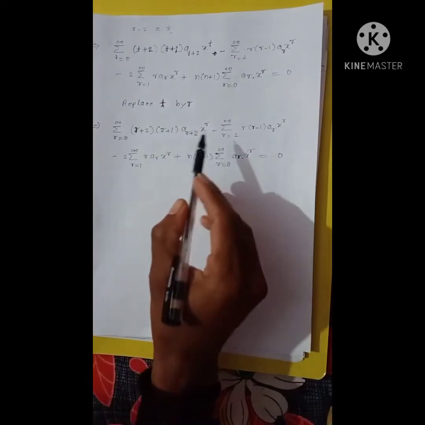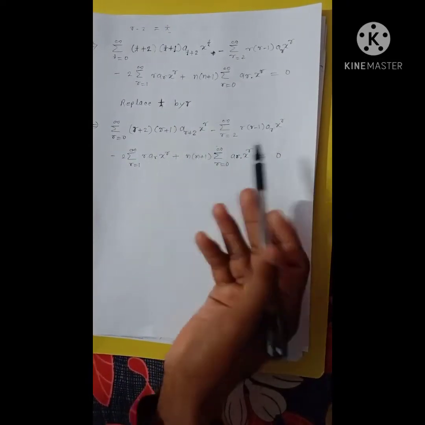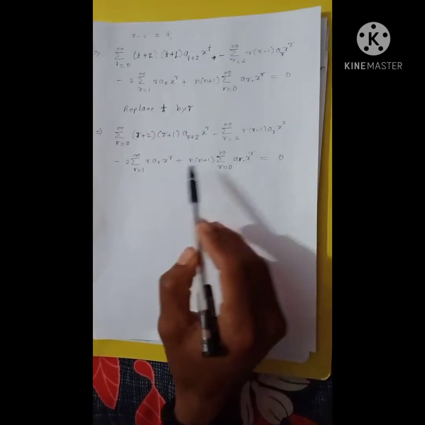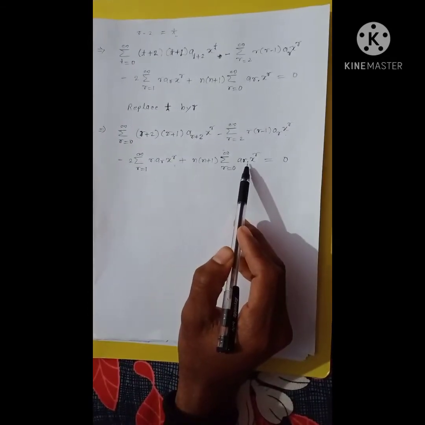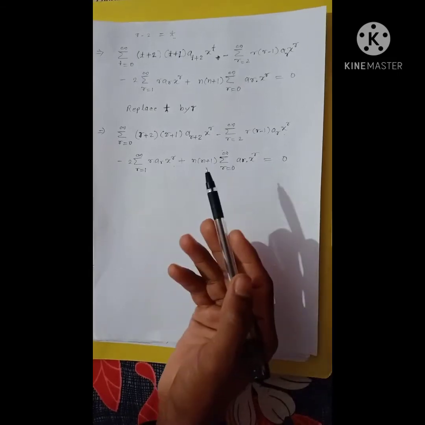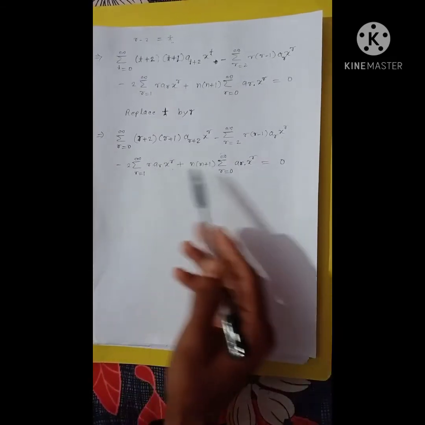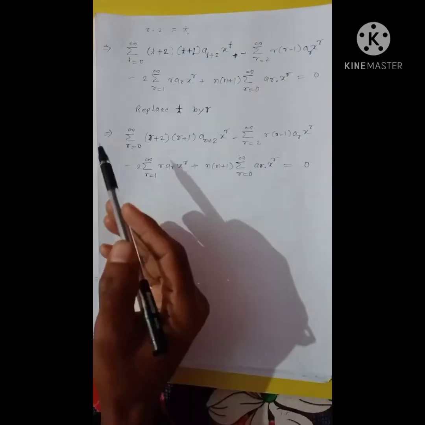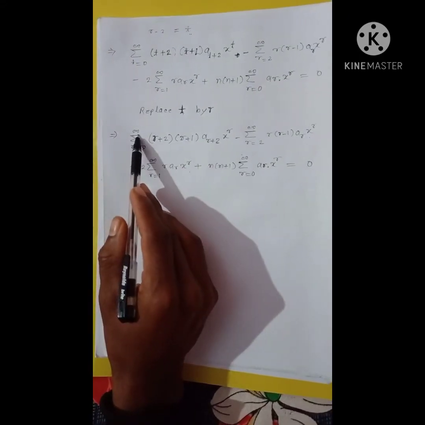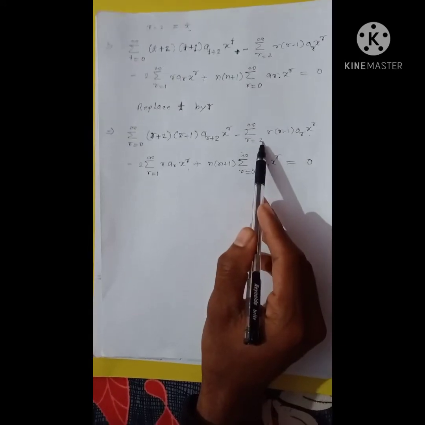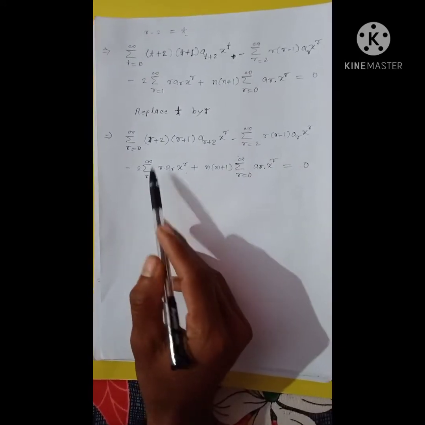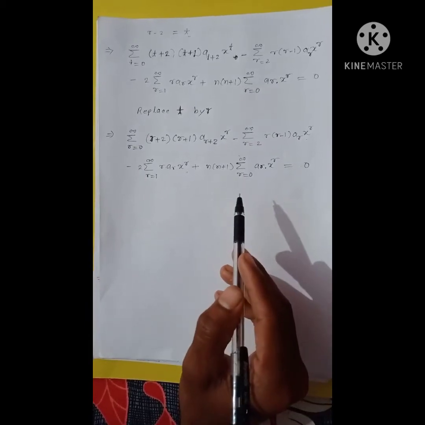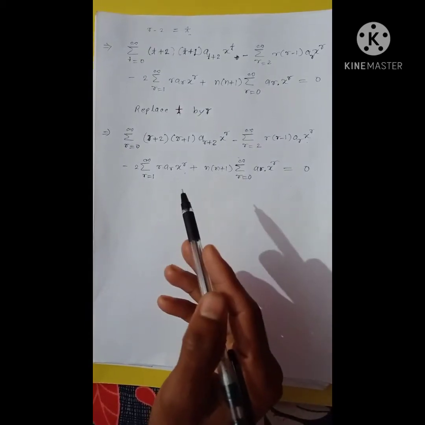Now the power of x is equal in all terms, that is x to the power r, x to the power r, x to the power r, and x to the power r. But the limits of all these summations are not equal. Here r is equal to 0 to infinity, r equal to 2 to infinity, r equal to 1 to infinity, r equal to 0 to infinity. That means they do not have the same limit.